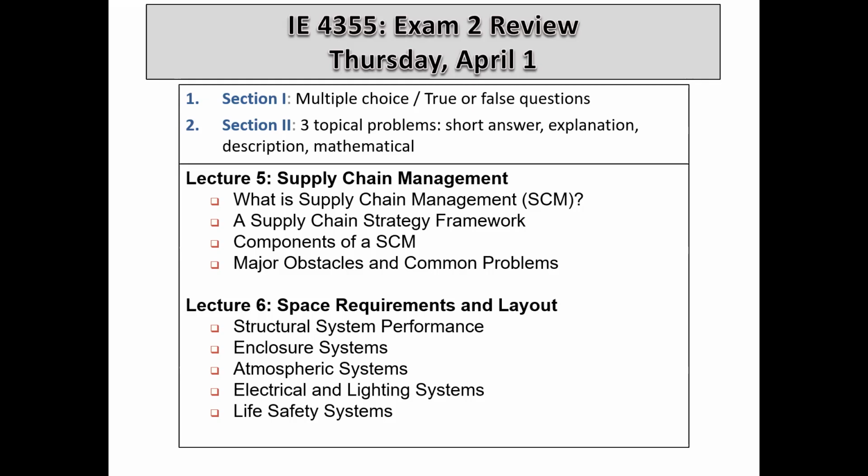Again, the best way to prepare for section 2 is to go over the assignment, and also over the labs that we cover after the first exam.